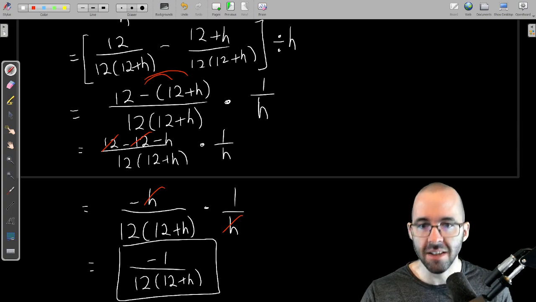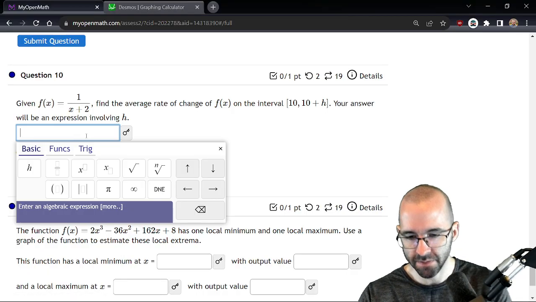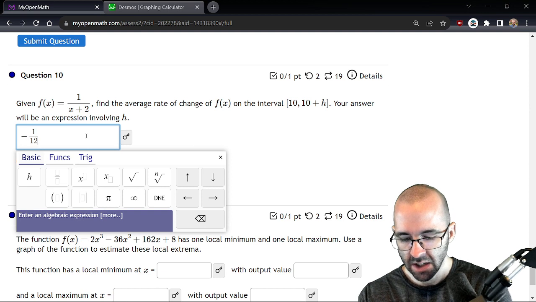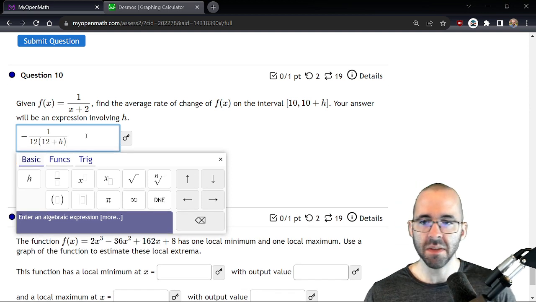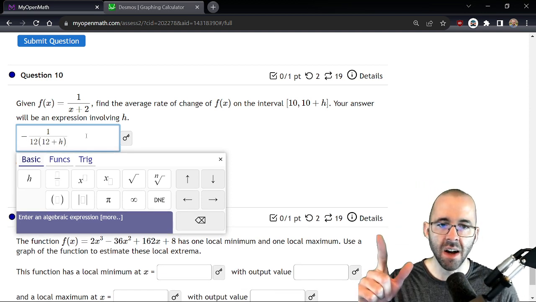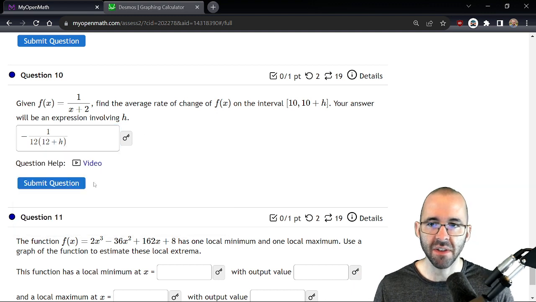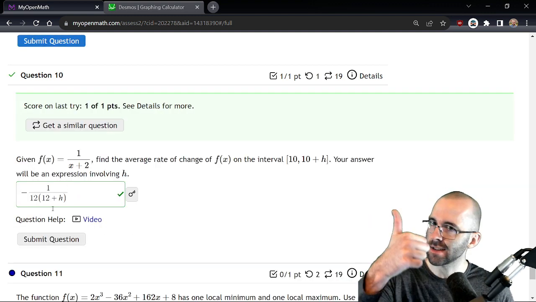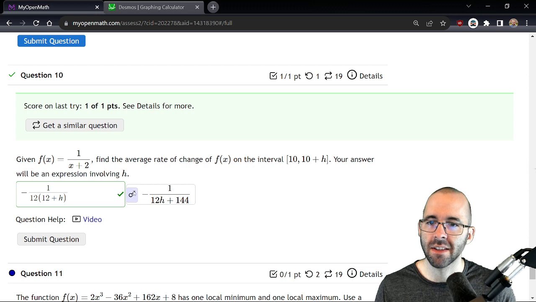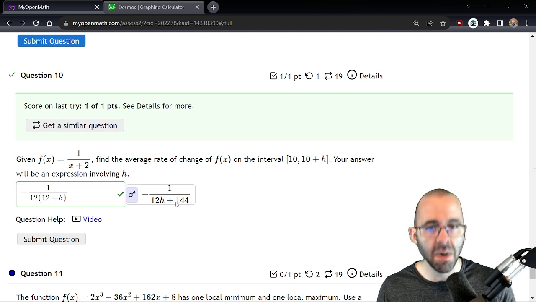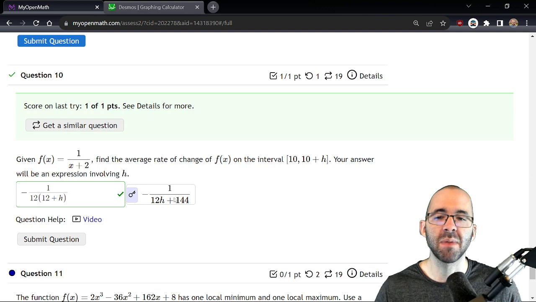Let's see if it likes our answer. Negative 1 divided by 12 times 12 plus h. It doesn't matter whether the negative is on the top or in front of the fraction, so we don't have to fix that. We got it right. So in their answer, you can see that they actually did distribute it out. I think it's a little bit better in this form, but you can see that both forms are acceptable.